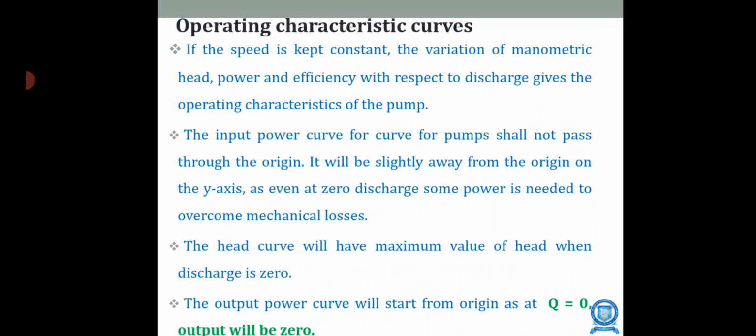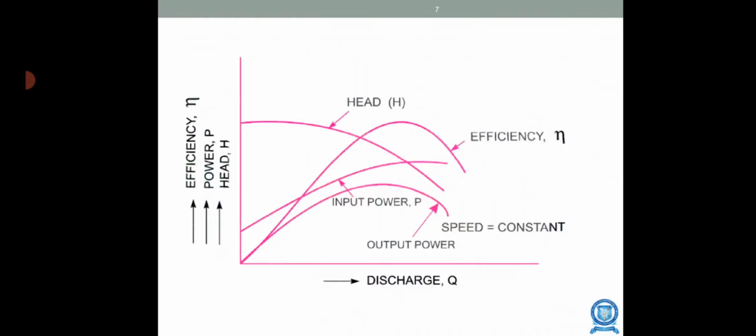Please see the diagram. You can see that efficiency, power and head are along the y-axis, and discharge is along the x-axis. The first one is the head, and how it varies. It starts from zero and goes on decreasing somewhat. You can see the discharge and the head relationship with the help of this curve.